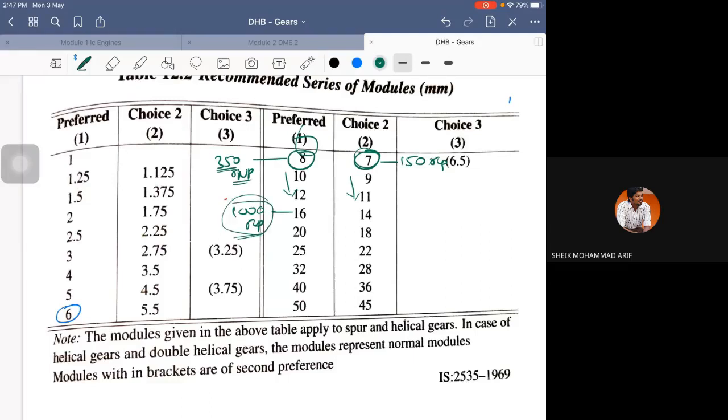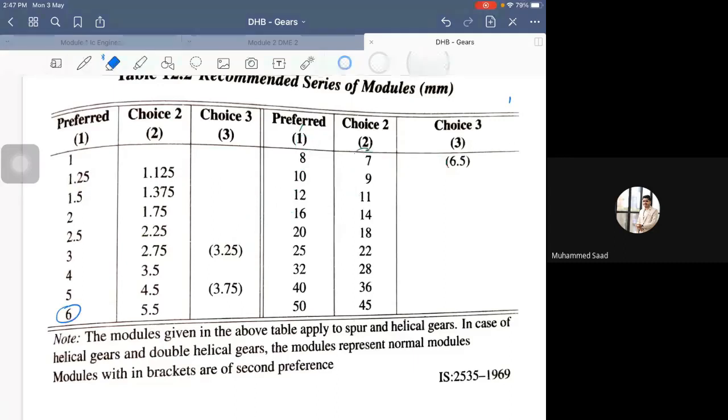Then you are not an effective design engineer. Got my point, everyone? Yes, sir. That is the way you have to choose, and that is the beauty of this particular subject.